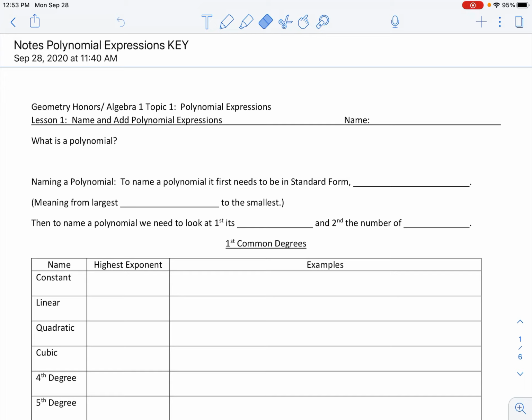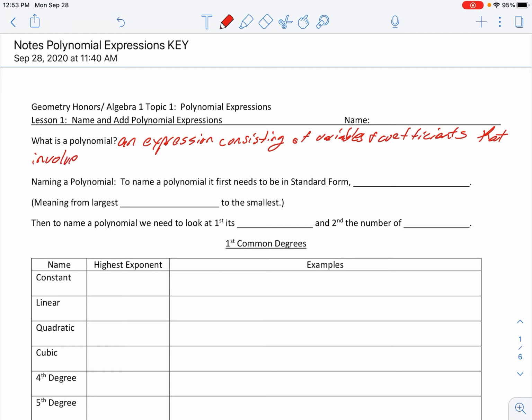A polynomial is an expression, so no equal sign. An expression consisting of variables and coefficients, numbers in front of the variable, that involves only addition, subtraction, multiplication, and division. And I should say, and non-negative integer exponents, and I'll talk about that in the next part.